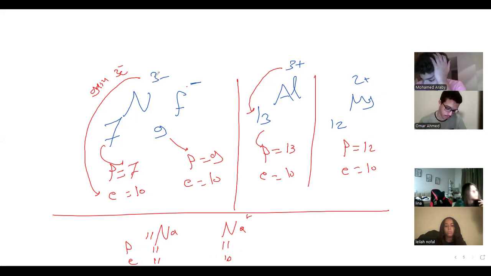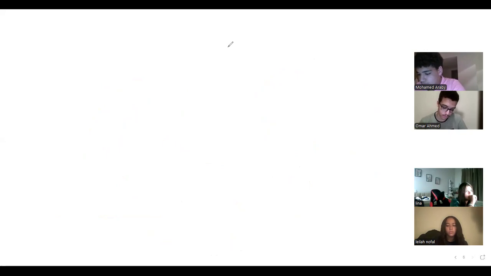If we have negative charge, it refers to gaining electrons, so electrons will be greater than protons. In case of positive charge, it refers to losing electrons. Okay.